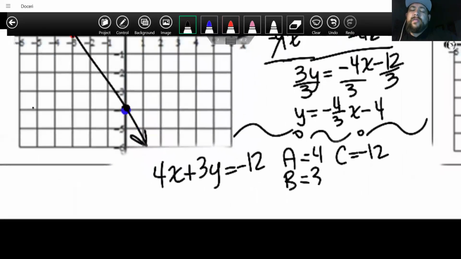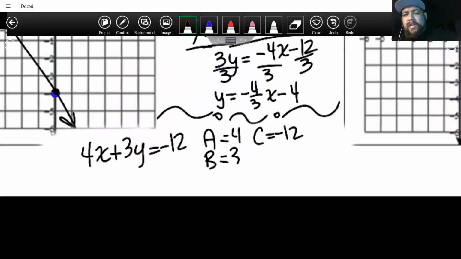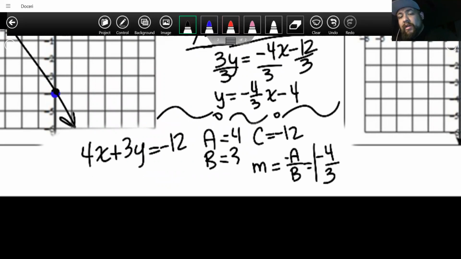With our equations, remember, you guys can also give me the equations. Our slope in this case was our rise over run, so it'd be negative a over b. In this case, negative a, or negative 4, over b, which is 3. So this would be our slope, as it was in our standard form equation.